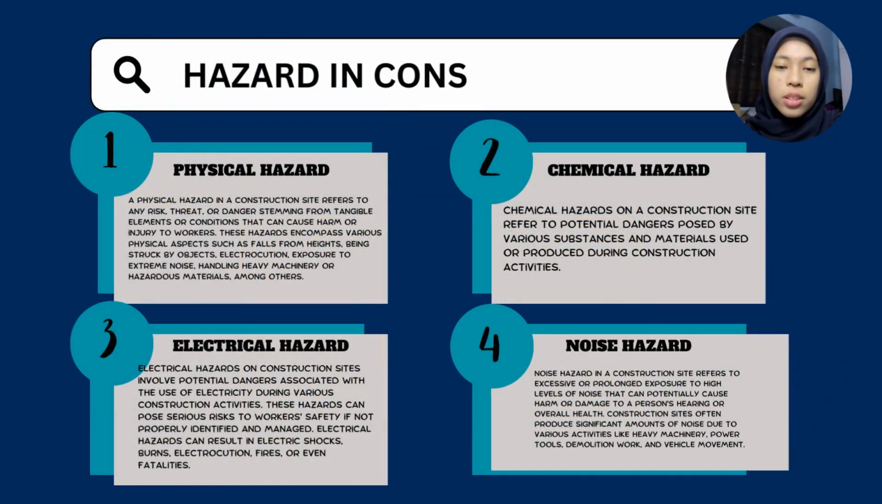Hazards in construction sites. Firstly, a physical hazard. A physical hazard in a construction site refers to any risk, threat, or danger stemming from a tangible element or condition that can cause harm or injury to workers. This hazard encompasses various physical aspects such as falls from height, being struck by objects, electrocution, exposure to extreme noise, handling heavy machinery or hazardous material, among others.